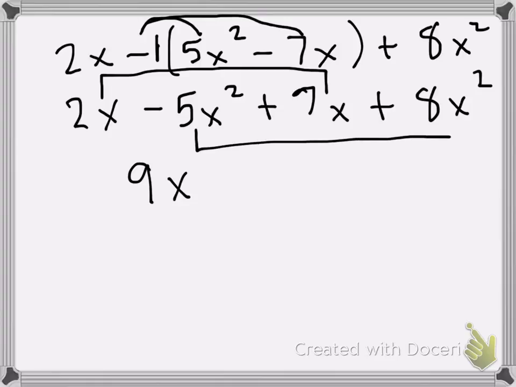And then the -5x squared and the positive 8x squared are like terms as well, because the x squared parts, the variable parts, are identical. We can add those. So -5 plus 8 is going to give me a positive 3. The variable part doesn't change.